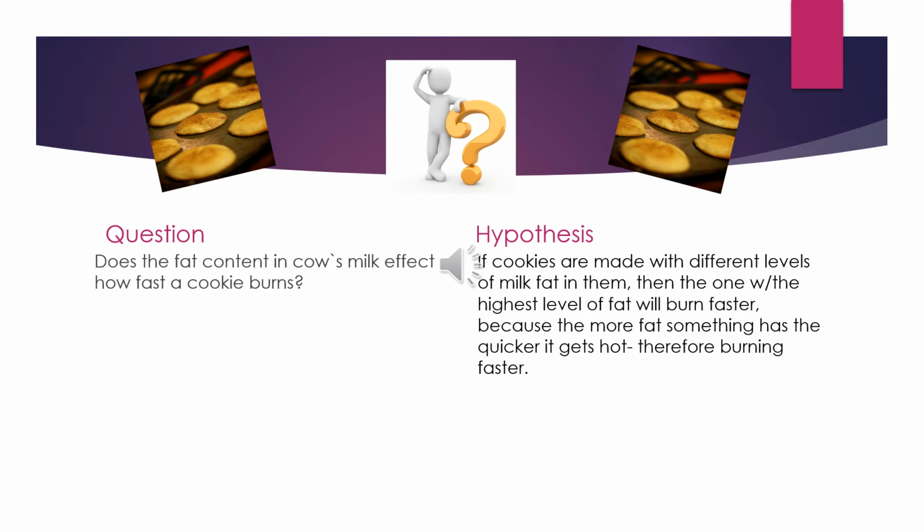So, my question is, does the fat content in cow's milk affect how fast a cookie burns? And based on that question, I come up with the hypothesis that if cookies are made with different levels of milk fat in them, then the one with the highest level of fat will burn faster because the more fat something has, the quicker it gets hot, therefore burning faster.